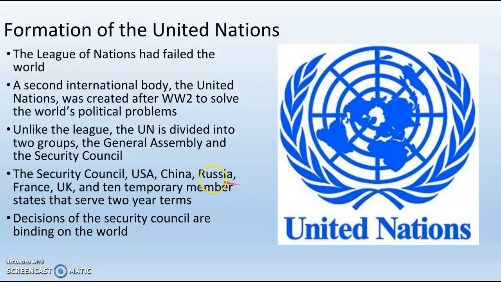So if all of the Security Council members tomorrow came together and voted and said Canada is now part of the United States, boom, Canada would be part of the United States. That's the way it works. But that would never happen, because first off, the votes have to be unanimous. And second off, all of these countries never agree with each other.